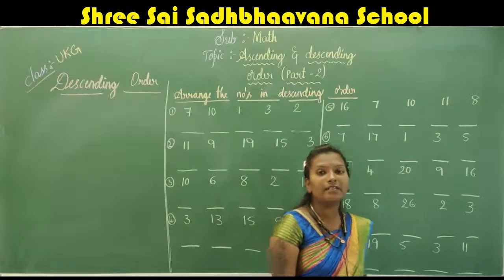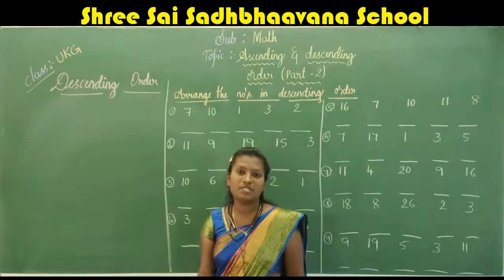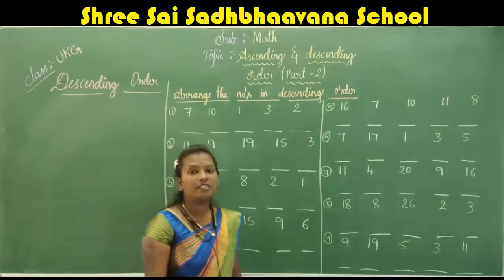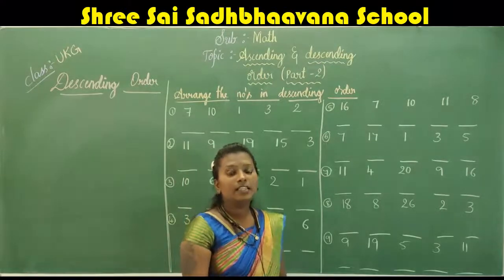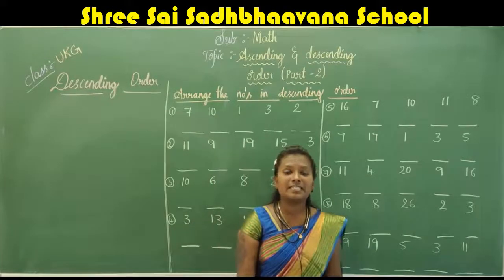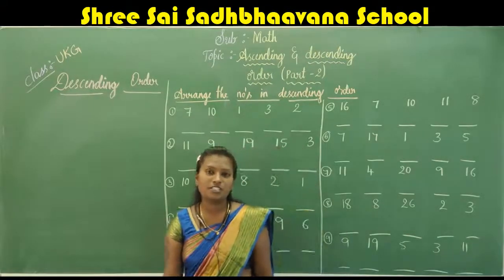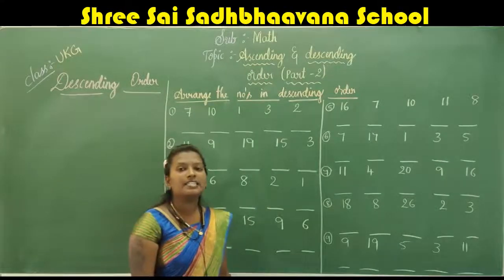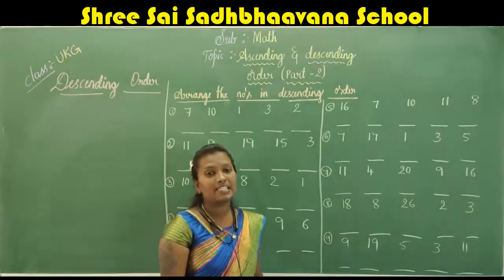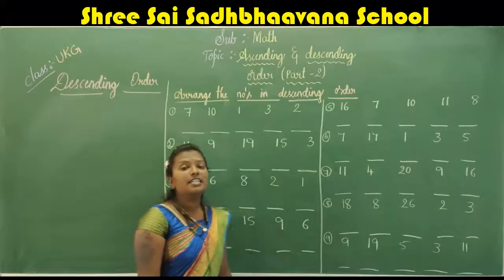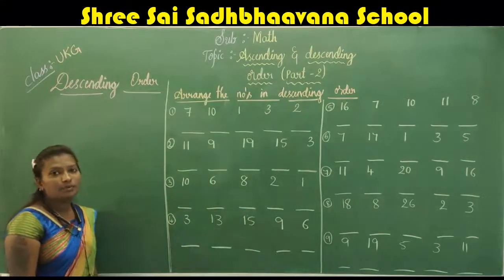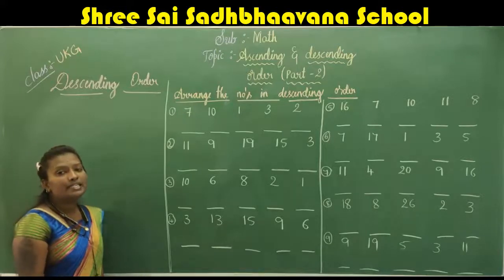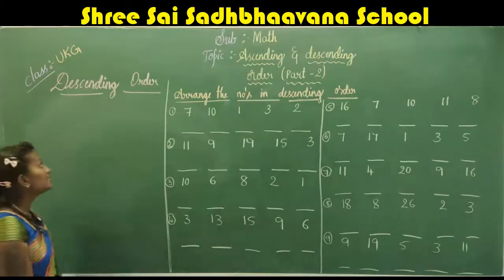Ascending order is nothing but we have to arrange the numbers from smallest to biggest. This we already learnt in our previous class. Then, what do you mean by descending order? Do you know, children? Yes, it is the dead opposite of ascending order. Children, descending order is nothing but we have to arrange the numbers from biggest to smallest.